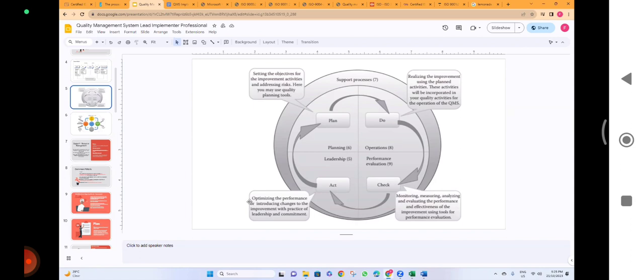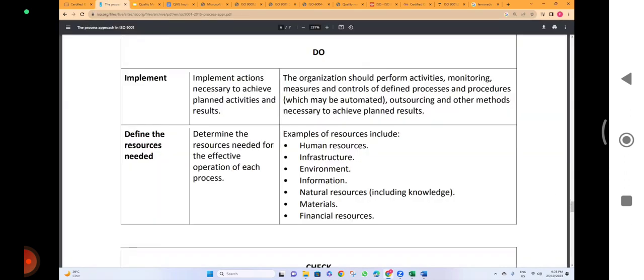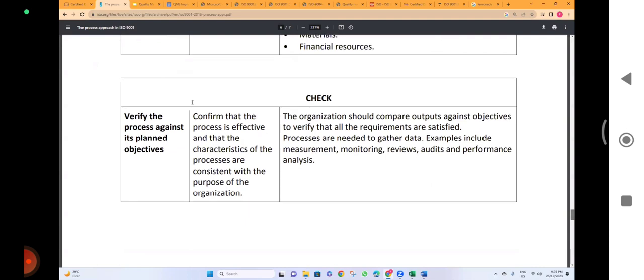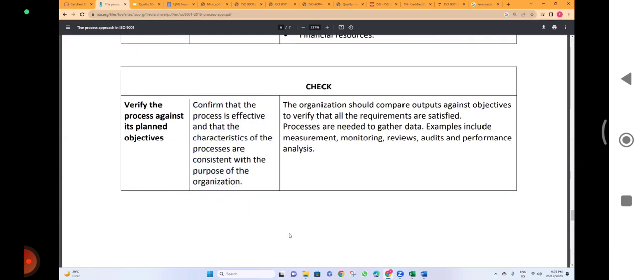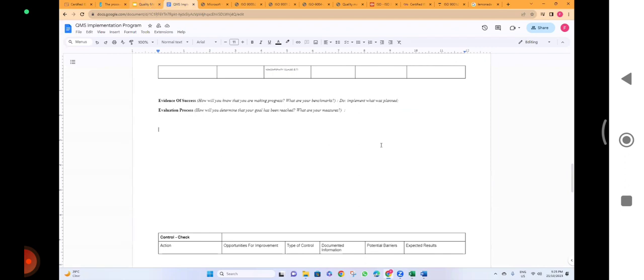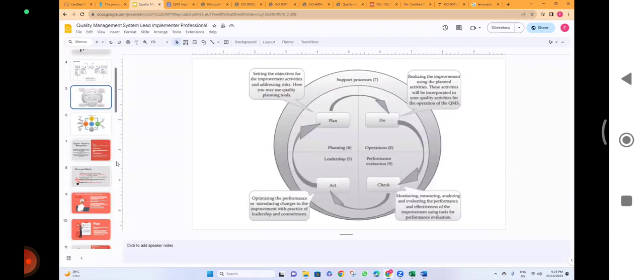And then after that, if there's any need for improvement, or if we are not yet achieving our intended outcome, we are going to optimize the performance and introduce changes to the improvement with the practice of leadership and commitment. So that is going to complete all the processes. So again, under do, in check, we have got one action that we have to complete, and in act, we have got one action that we also have to complete. So let us see now what you have to do under check.